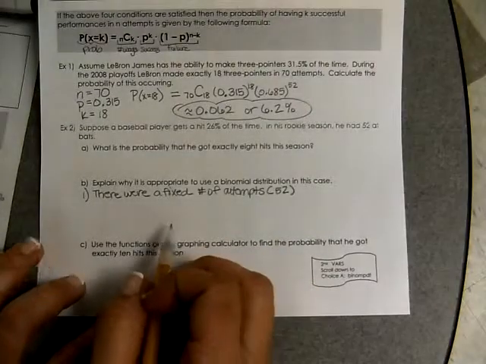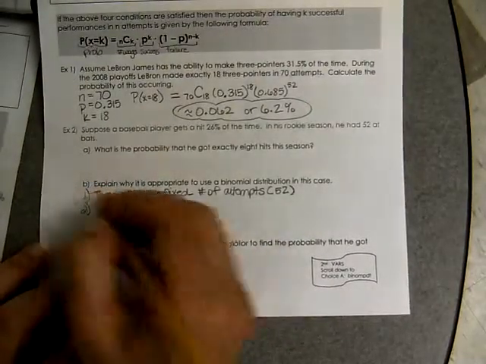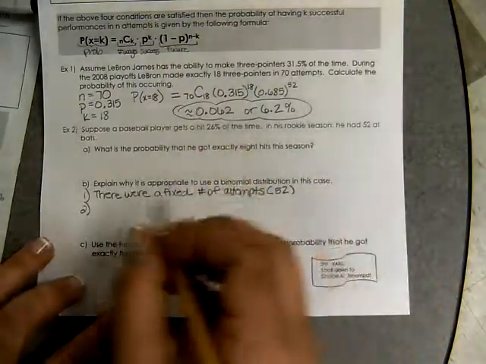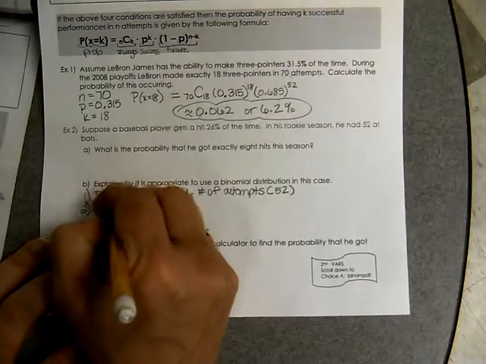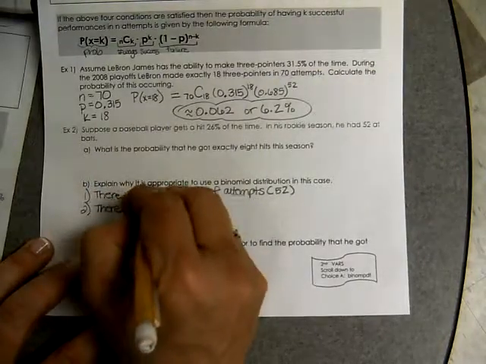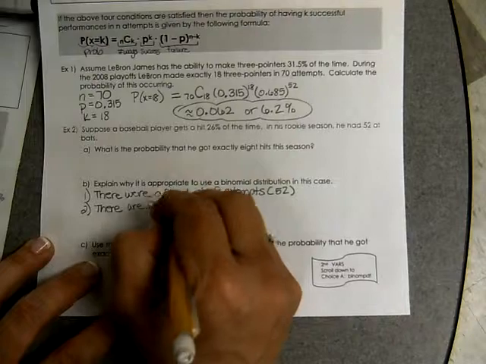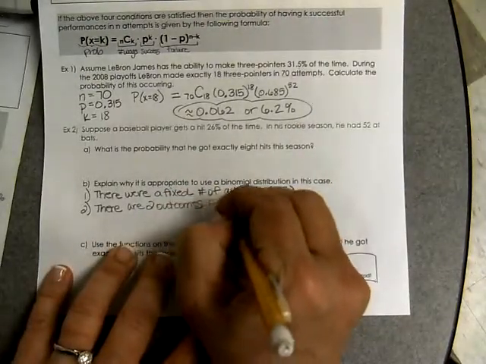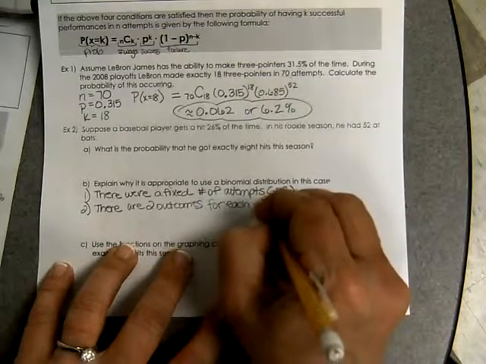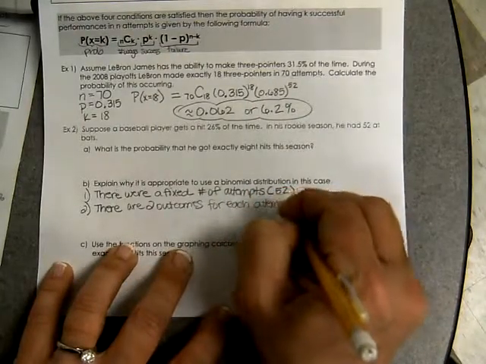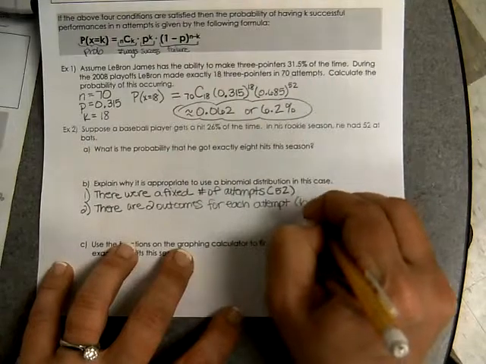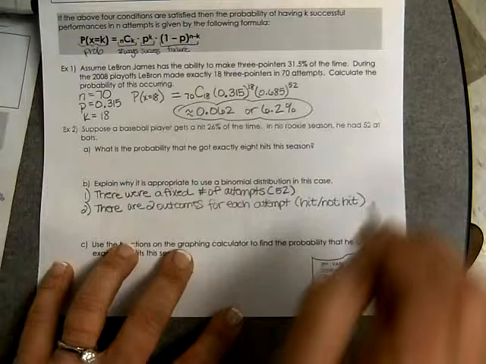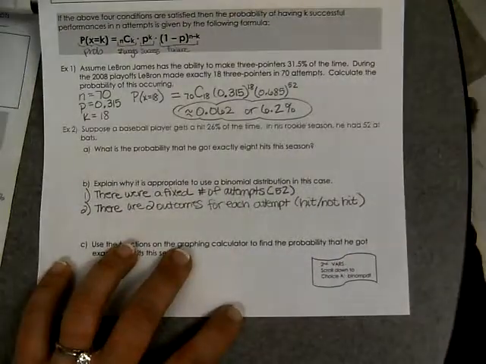The second is that there are 2 outcomes for each event. And basically, when it's talking about getting a hit, you either get a hit or don't get a hit. So that works out. So we can say there are 2 outcomes for each attempt. The success is a hit, and the failure is not a hit.